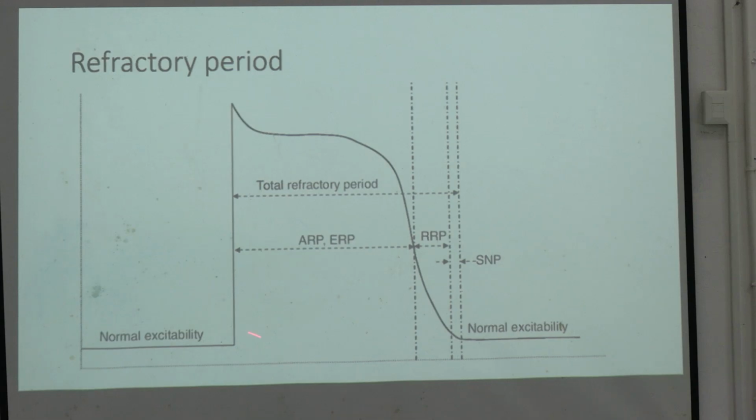So throughout this duration it will not accept another stimulus, right? So this is called the refractory period. This is the total refractory period and this is the absolute refractory period. So up to the midpoint of phase 3 is your absolute refractory period, and after that there is the relative refractory period, right?